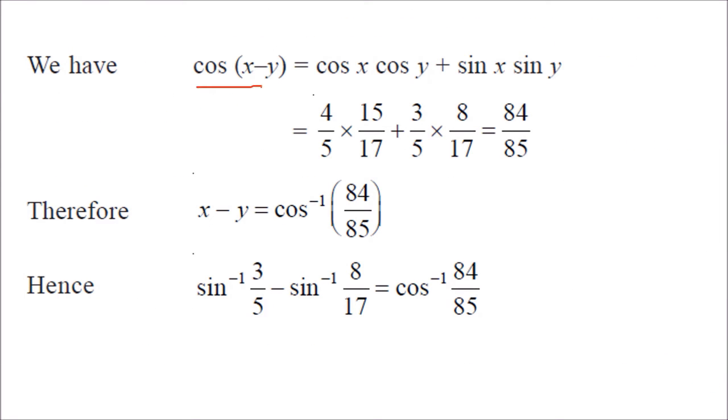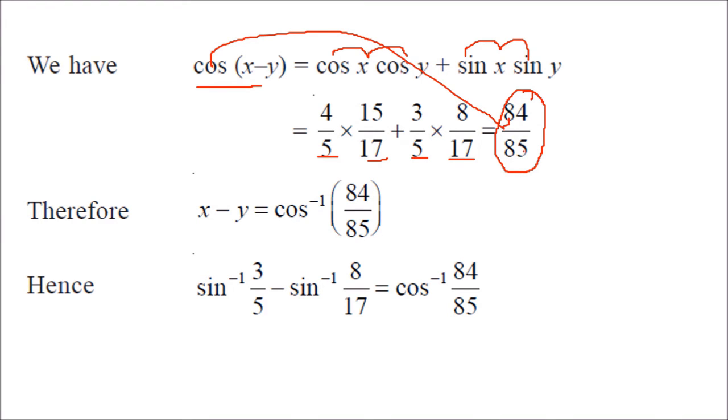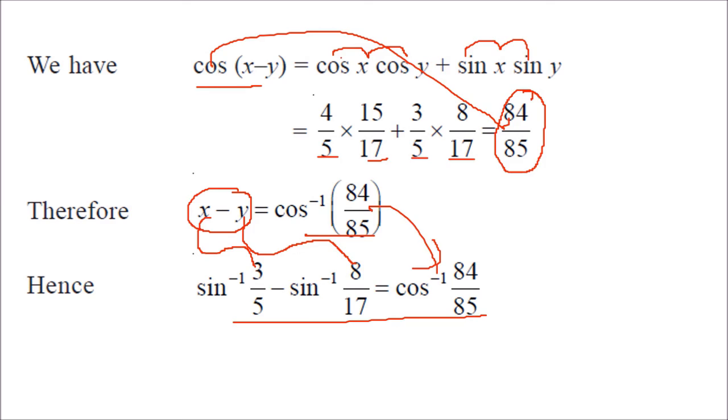We will use this formula, cos(x minus y), which is nothing but cos x cos y plus sin x sin y, which we have just found. This is equal to 84 by 85. Let us take cos inverse here. So cos inverse of 84 by 85 is x minus y, where we know x was sin inverse 3 by 5, and y we took as sin inverse 8 by 17. That is why this is equal to the right hand side.